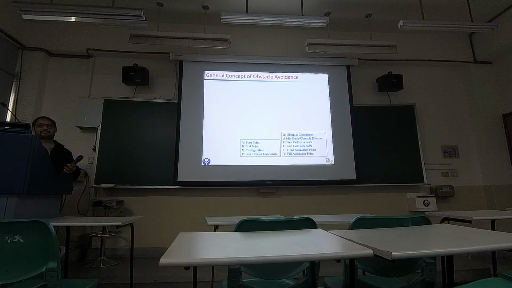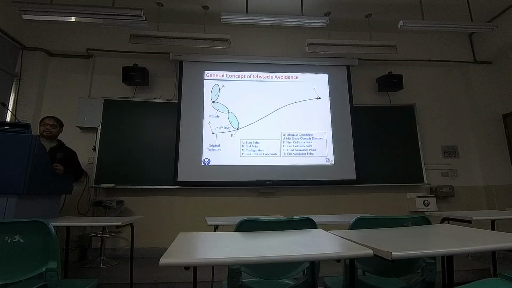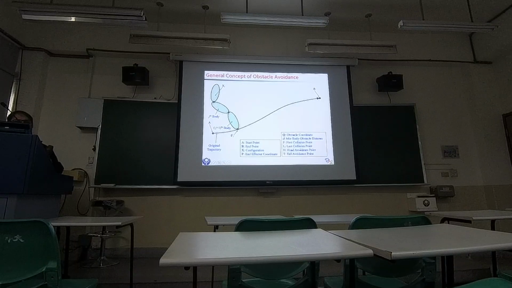So first we'll discuss the general concept of obstacle avoidance. These are the parameters: A and B are the start and the end point, and this is a gear body or robotic arm joints. We can say this is the body of the robotic arm, and this is the point P where it touches on the trajectory. There will be an obstacle Q on the trajectory path. This is denoted by Q, which is an obstacle coordinate.